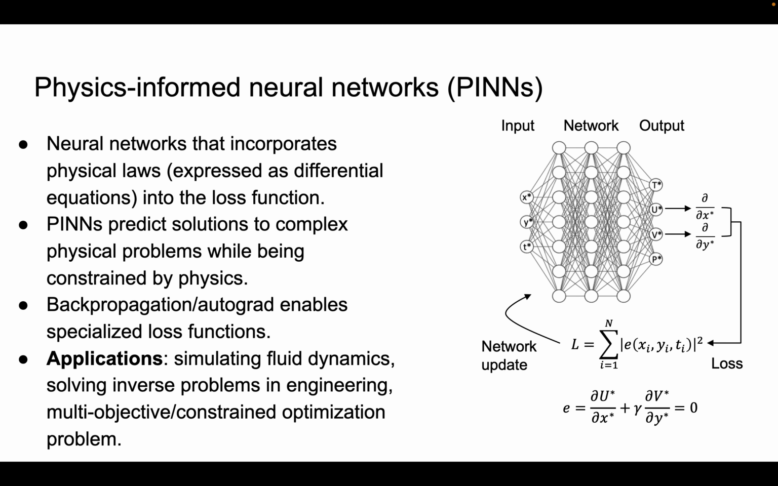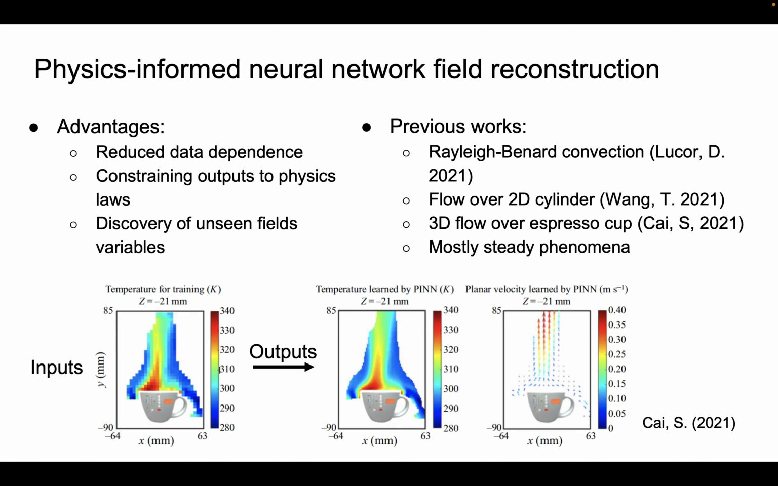And so some applications of this are in simulating fluid dynamics and solving inverse problems. As we've said before, going from one field to reconstruction is a very hard inverse problem. With traditional methods, there's no really easy or even exact way for us to do that. But with a neural network, we're able to constrain the outputs into this multi-objective optimization problem and solve it that way.